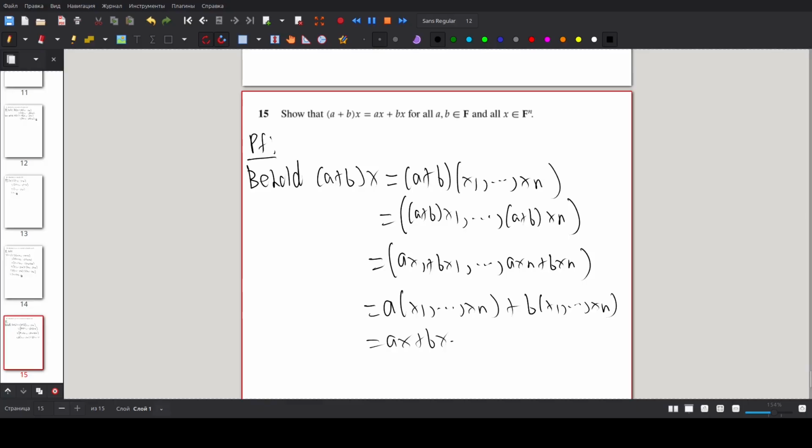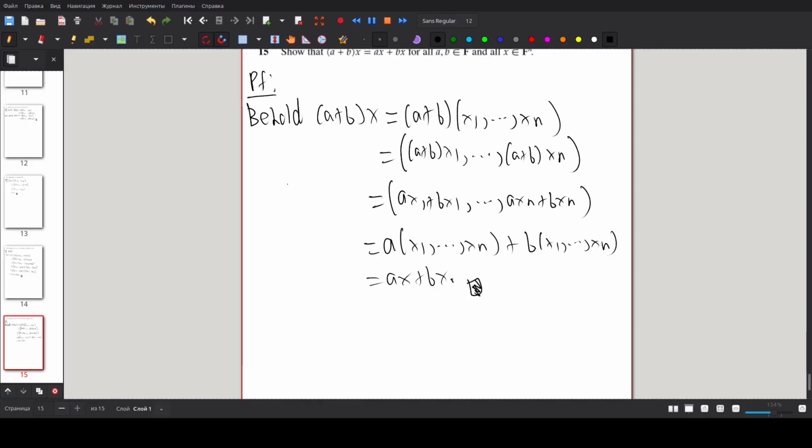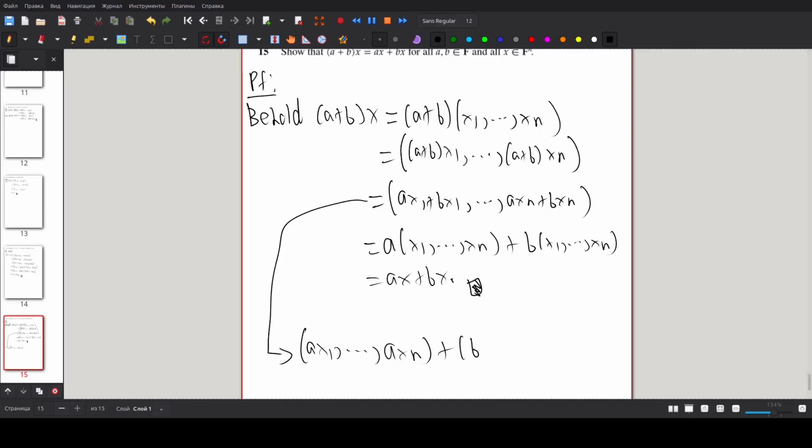So sorry if you didn't like me skipping that. Look, okay, fine. We can separate this as (a x1, ..., a xn) plus (b x1, ..., b xn), and then we can factor out the a and the b. There's a step I skipped. Okay, yeah, happy? Good. All right, well, this was pretty fun.